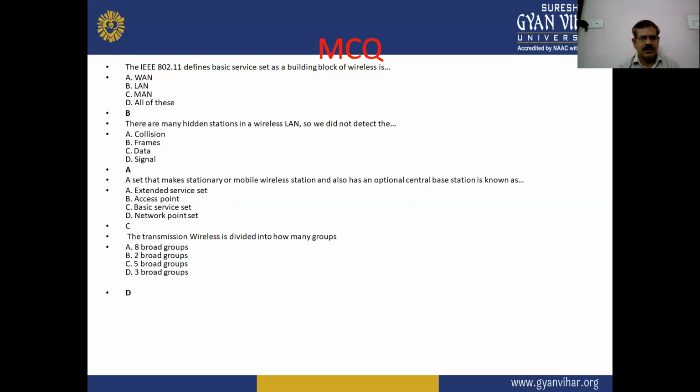In the next question, the transmission wireless is divided into how many groups? Option A, 8 broad groups; B, 2 broad groups; C, 5 broad groups; D, 3 broad groups. So transmission wireless is divided into 3 broad groups. The correct answer is option D.